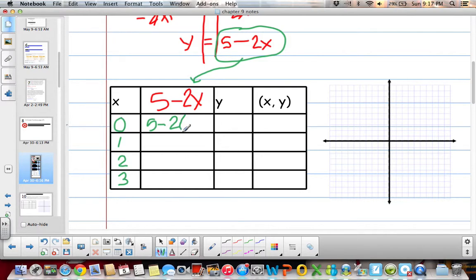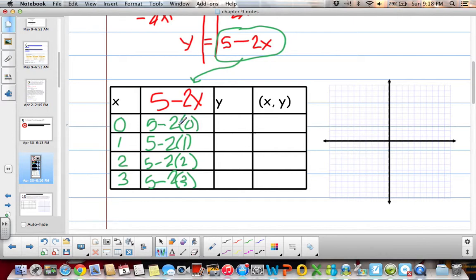Then we take our x value and we rewrite our equation with the x value in it. This should be review from 9.2. See how I replaced x with 0. Then this would be 5 minus 2 times 1. This would be 5 minus 2 times 2. This would be 5 minus 2 times 3.